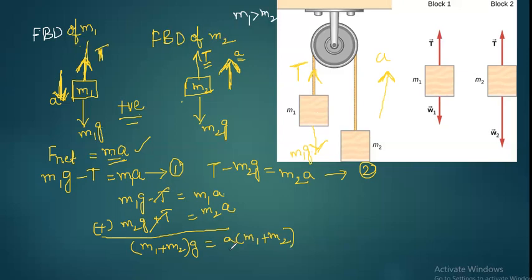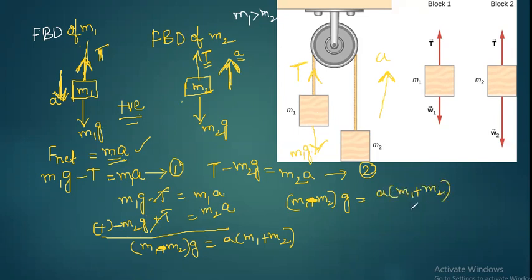Now we calculate G first. What about G? M1 plus M2 times G is equal to A into M1 plus M2. M1, sorry, here minus, no? M2 is minus. So M1 minus M2, sorry. M1 minus M2 times G is equal to A into M1 plus M2.